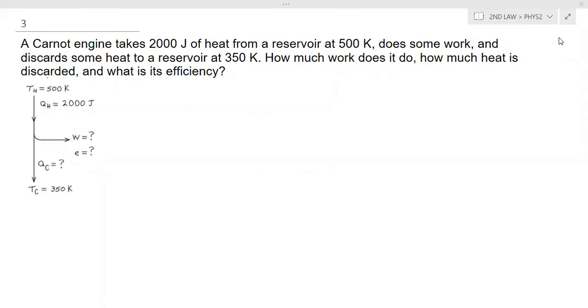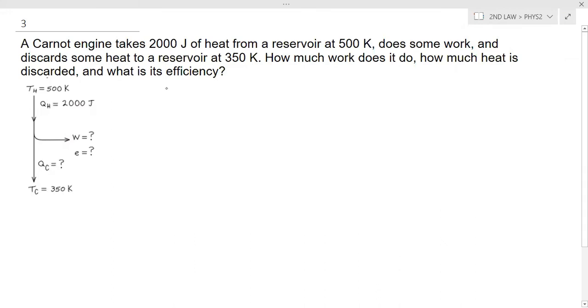Now, for the third example, we have a Carnot engine that takes 2,000 joules of heat from a reservoir at 500 kelvins, does some work, and discards some heat to a reservoir at 350 kelvins. How much work does it do? How much heat is discarded? And what is its efficiency?